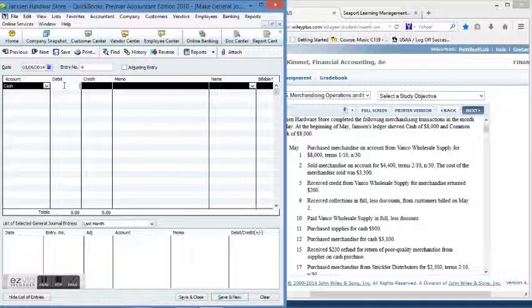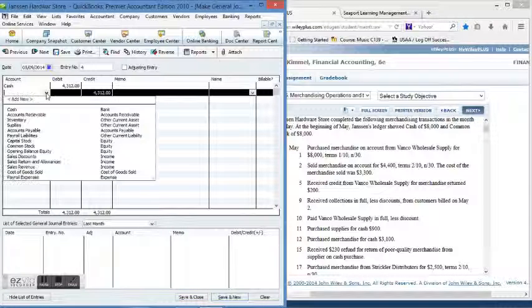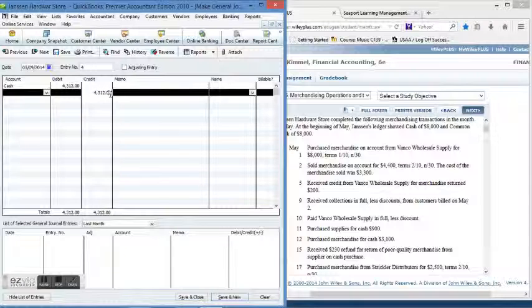Alright, brings us to the next. Received collections in full, minus discount, from customers billed on May 2nd. Alright, remember that discount was terms 2/10, net 30. So, debit cash. Not looking for any more credit. Autofill can be useful, but it also can be slightly annoying sometimes.